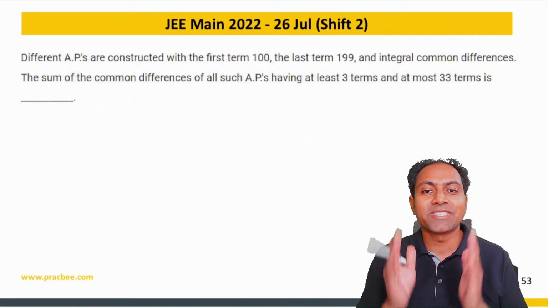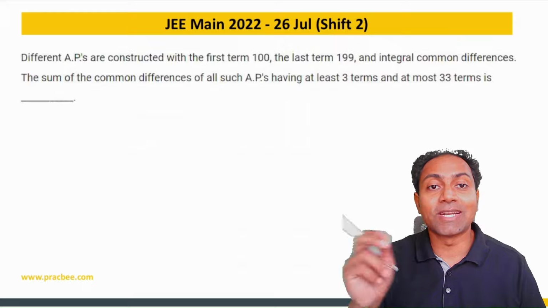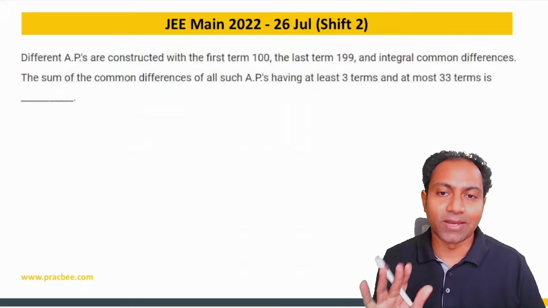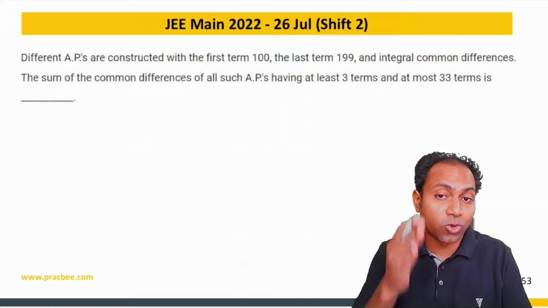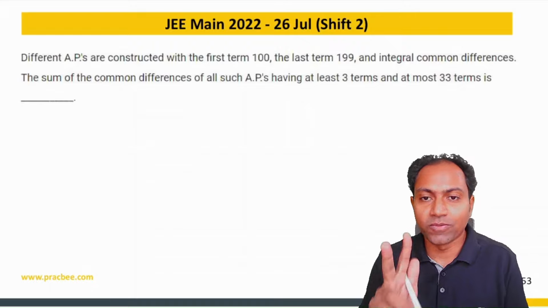Now let us look into another question that came in 2022. In this question, they're talking about different arithmetic progressions that can be formed using first term as 100 and the last term as 199. So they have not told us what is the common difference. They have not told us how many terms will be there. These two pieces of information are given.